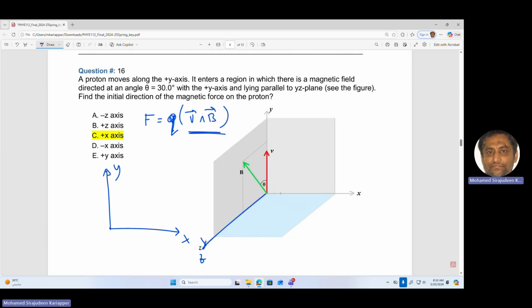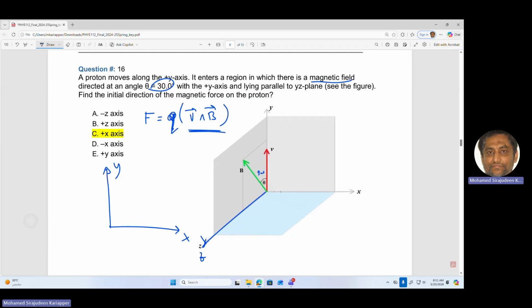The magnetic field is making theta equal to 30 degrees, but it is in the YZ plane, not in the XY plane. So it's actually B is like this. I was keeping it like that. All right. Yeah, sorry about that.